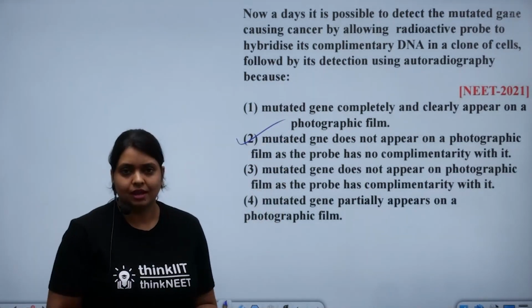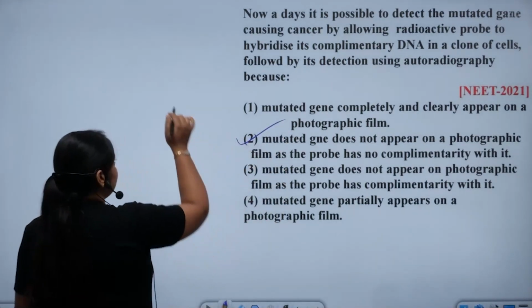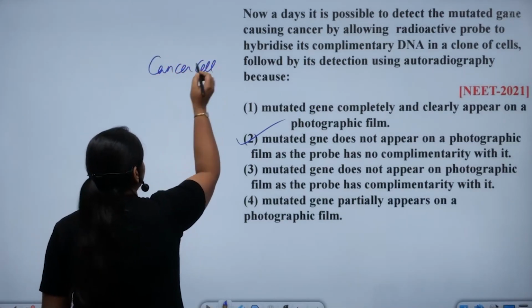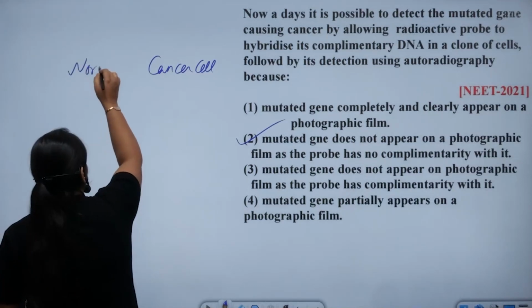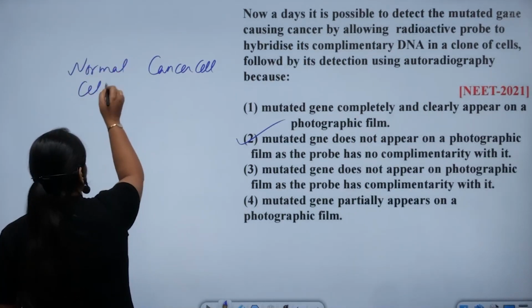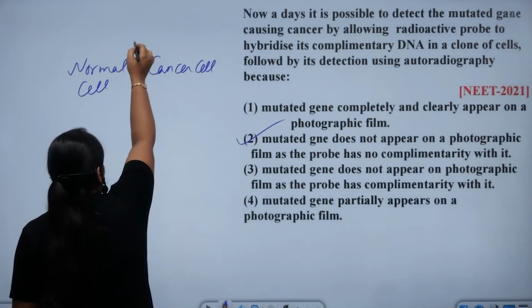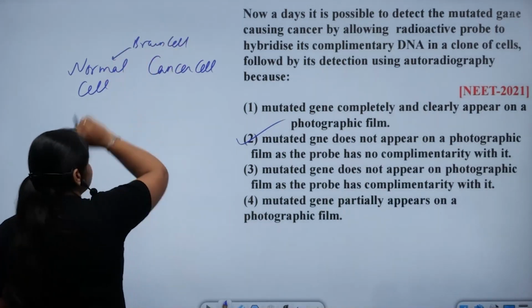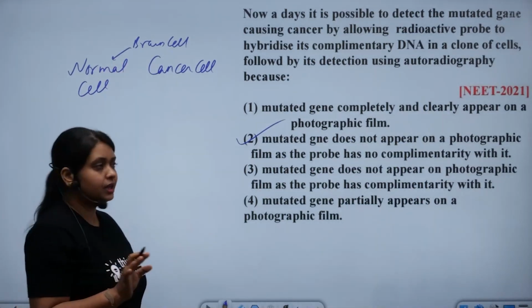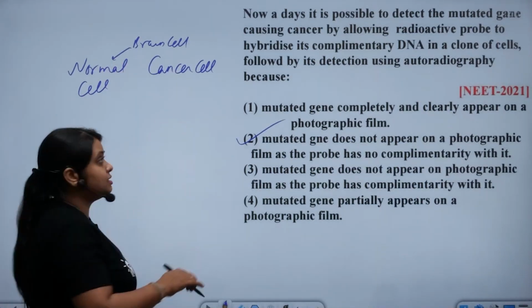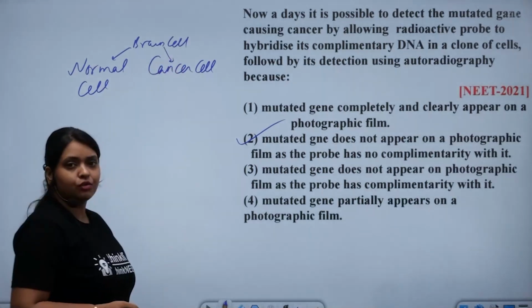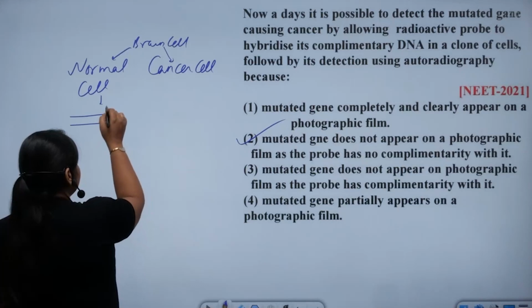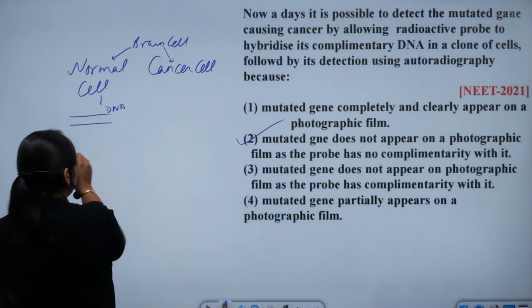Now why is it? Let me clear it for you. For example, you are talking about the cancer cell. So we are talking about a normal cell. Let's say I am taking the brain cell. So a normal brain cell has a DNA, and the cancer cell is the mutated form of the brain cell. Now what we are doing, we are taking the DNA of a normal cell, and we are having probes.